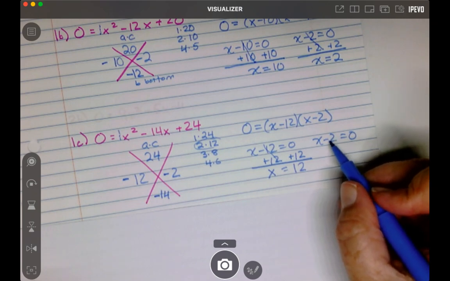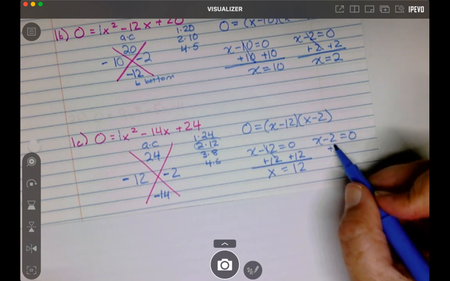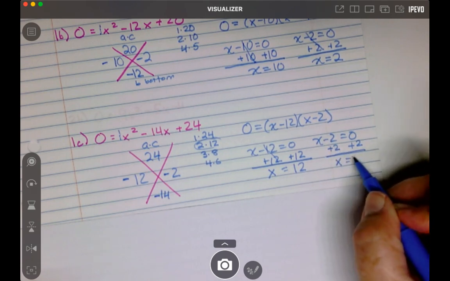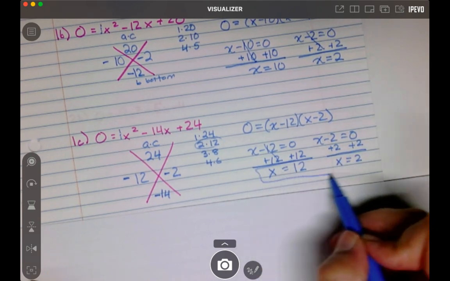I want to get rid of this negative 2. So I'm going to do the inverse. I'm going to do that on the other side also. And I get x equals 2. So these are my solutions.